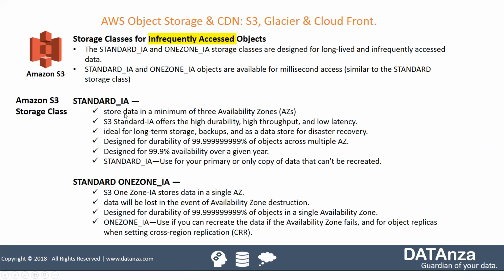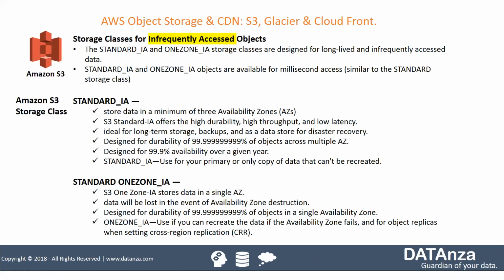So standard underscore IA is stored in 3 different availability zones. We discussed that in one region we have 3 availability zones. If you put your object into the standard underscore IA storage class, they are going to replicate it across all 3 availability zones. So if one zone is gone, you will have your data available in the 2 remaining zones. Even if 2 zones are lost geographically, blasted off or flooded, you still have 1 copy available in the 3rd availability zone.